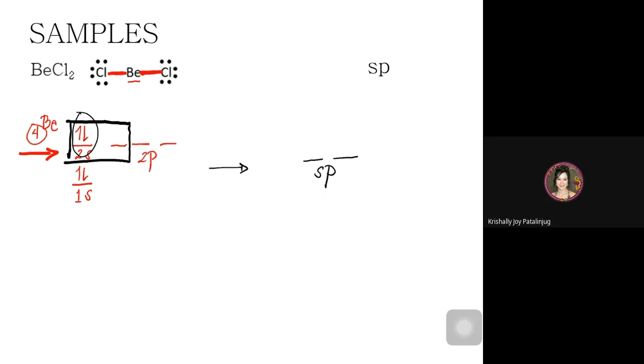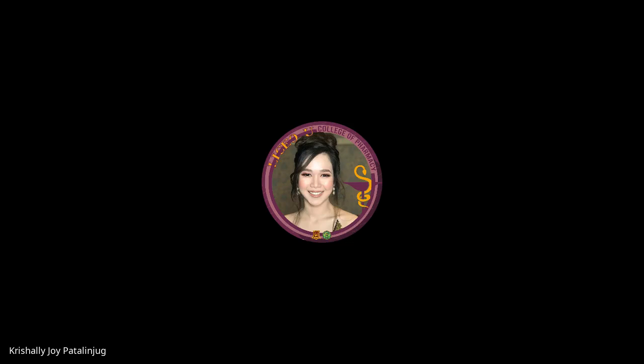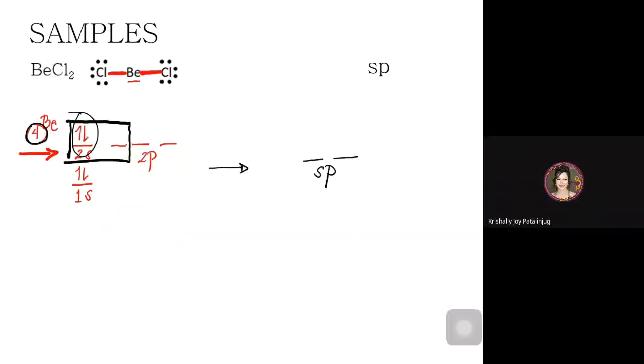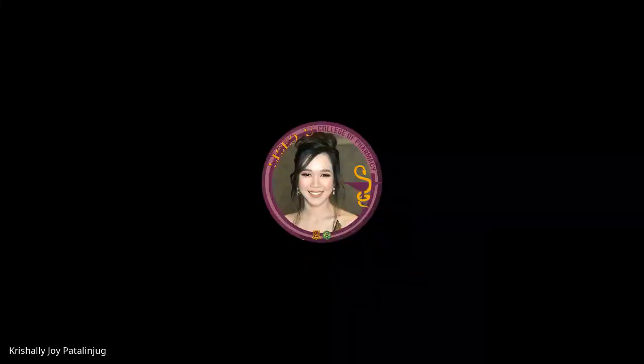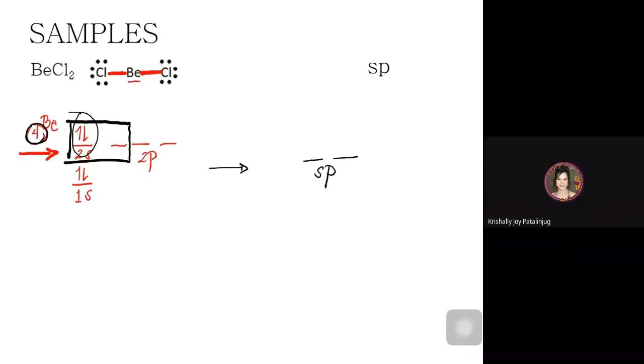Wag kayong ma-confuse sa number of electrons versus valence electron. When we say number of electrons, that is the total electrons in the atom of beryllium. But when we say valence electron, that is the number of electrons that is only found on the outermost shell. So we only have 2, knowing that beryllium is under group 2 elements. Alright? So meron siyang dalawang valence electrons.